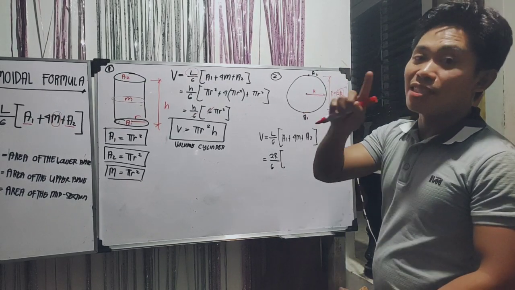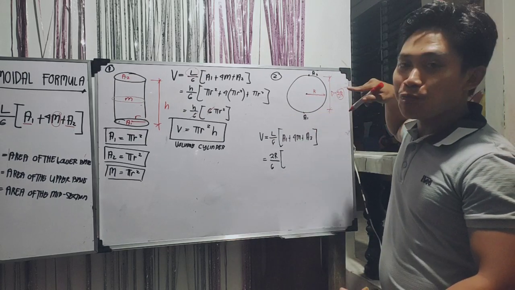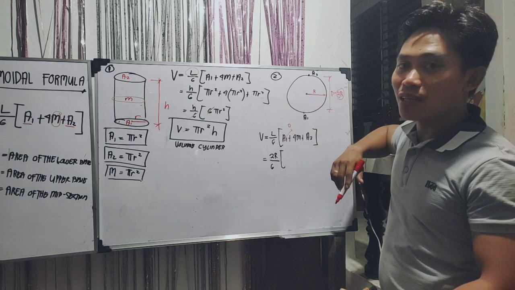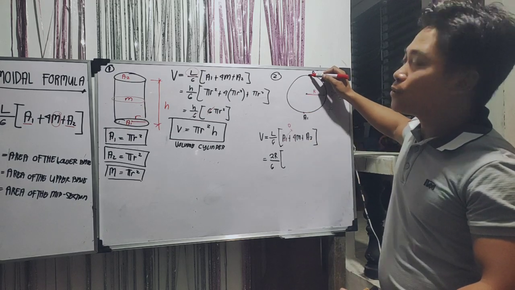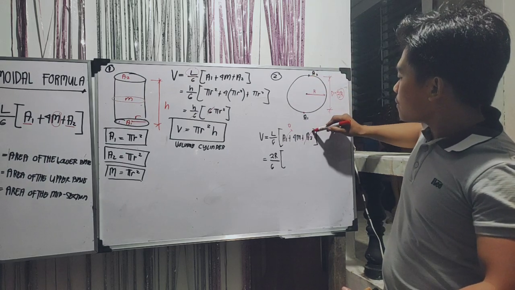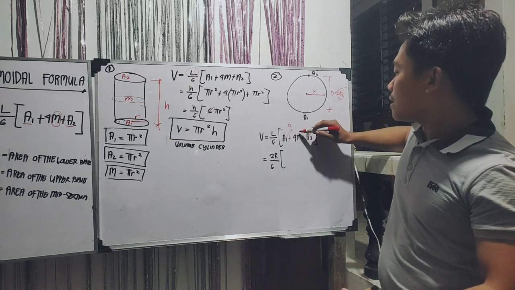This A1 actually is just a point. So, question, what is the area of a point? Kung tuldok lang yan, so matik, yung area niyan is 0. Okay? Same goes with A2, kasi tuldok lang yan. So, what is the area of a point? Of course, matik, 0 yan. Okay? So, A1 and A2 are just 0. So, the remaining is what?